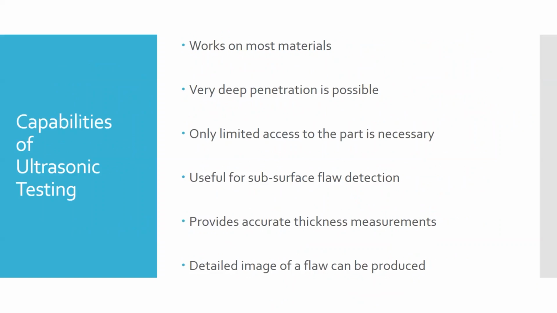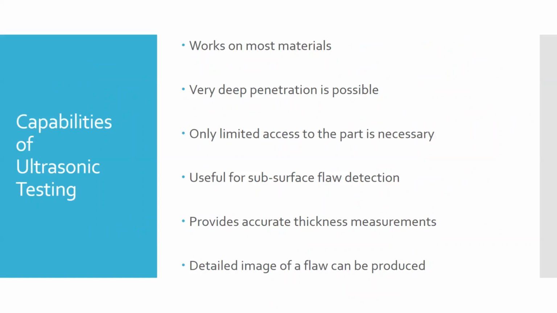Ultrasonic testing has some distinct advantages over some of the other methods we talked about. The biggest one is that it works on most materials. With eddy current testing, for instance, the material has to be electrically conductive, typically a metal. With magnetic particle inspection, we have to have ferromagnetic parts, so not just electrically conductive, but able to be magnetized as well. This can be done on materials that are not necessarily metal.